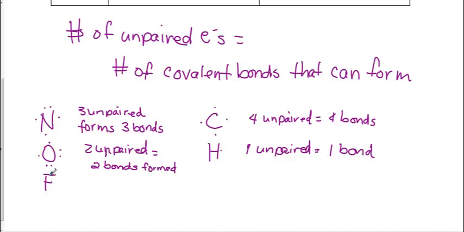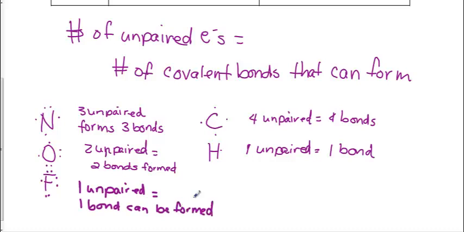And then fluorine, and we might have enough space here, but fluorine has 7. Okay, so 1 unpaired, which means that it can only form 1 bond. Another example, just another one, phosphorus. Okay, phosphorus has 5, which means that there's 3 unpaired electrons right here, 1, 2, and 3, and it can form 3 bonds.